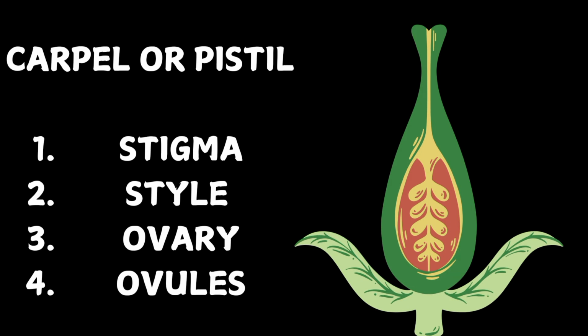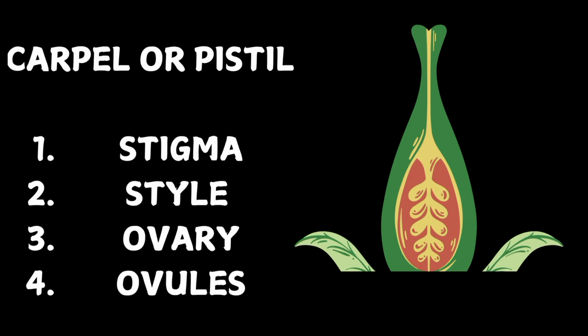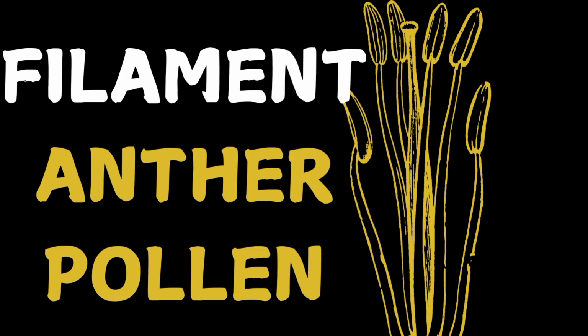The female reproductive part of a flower is called the carpel, which is made up of several structures. At the top is the stigma, which is sticky to capture pollen. Below the stigma is the style, a tube-like structure that connects to the ovary. Inside the ovary are the ovules, which will develop into seeds after fertilization.